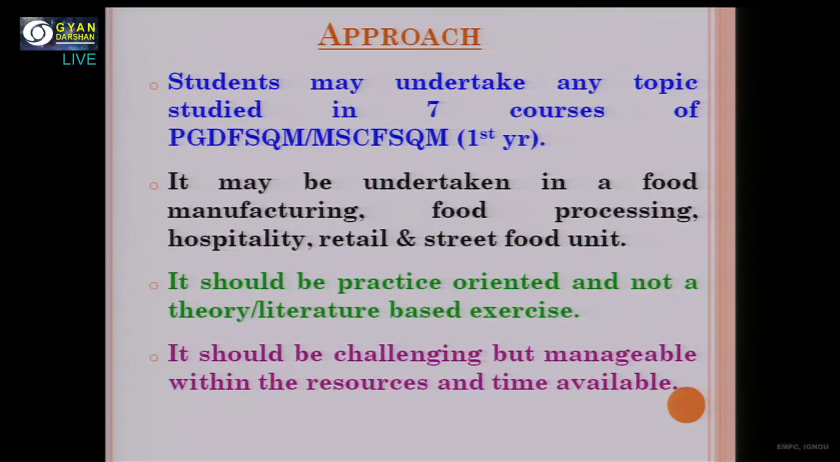While you are choosing the project topic, you have to choose a topic which is related to any of your courses, any topic you have studied in your theory and practical courses, and you can take it up in your project work. Second, where you can do your project work: you can go to any food manufacturing unit, any food packaging unit, food retailing unit, food transport system, or food testing laboratory, or even street food vendors, or hotels, restaurants, canteens, and kitchens. So you can do your project for any such unit which is a food establishment.